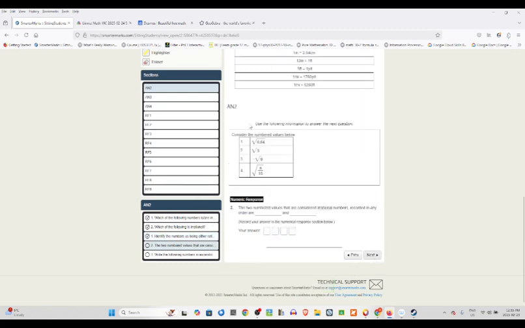Now here, consider these numbered values, the two that are irrational. The square root of 0.64 should be 0.8. Square root of 3 is irrational. Negative square root of 9 is negative 3, but neither 8 nor 15 is a perfect square. And it's recorded in any order, so you can do 2, 4, or 4, 2.